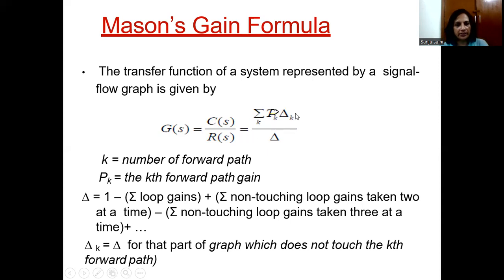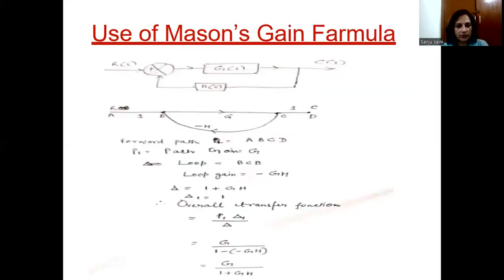We have to get this, and then we have to add them together to get the numerator. Then delta, we have already discussed how we get the value of delta. So this is Mason's gain formula that is used to derive the overall transfer function from the signal flow graph.